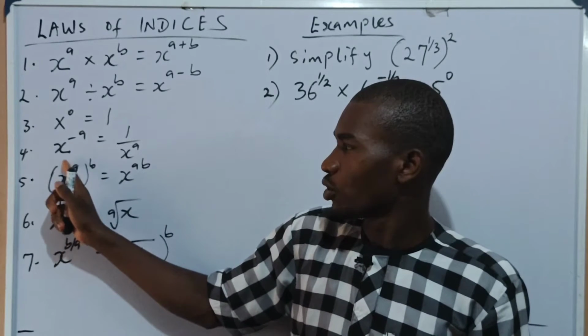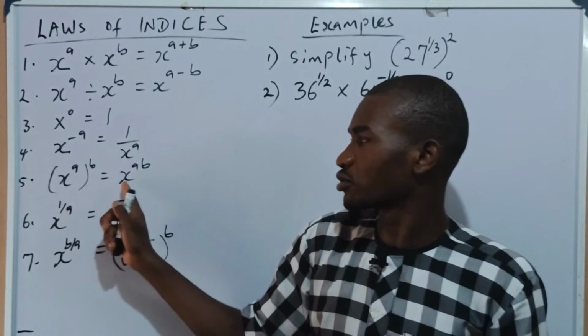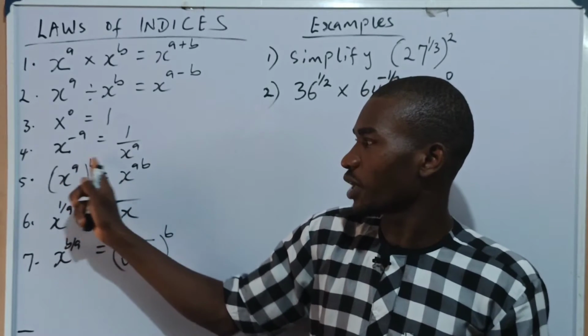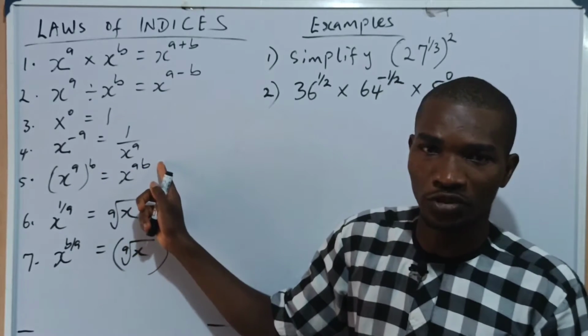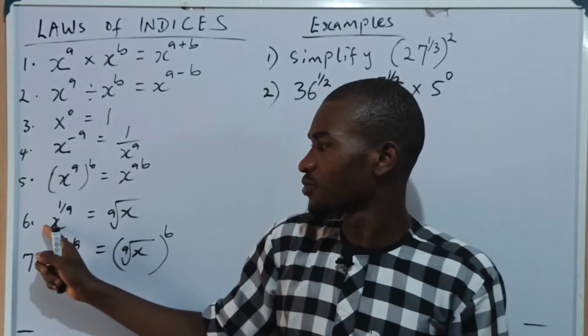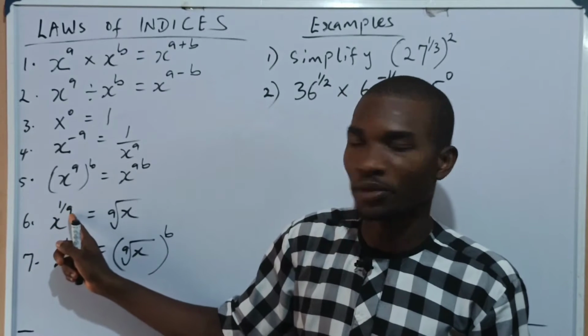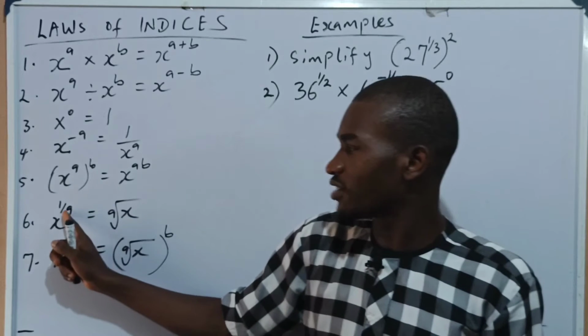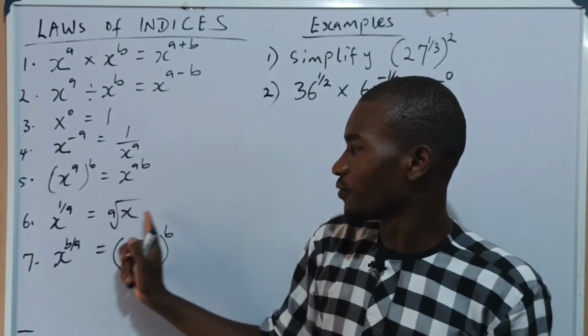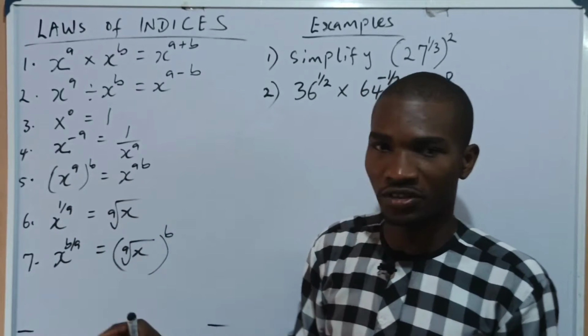Then the fifth law of indices states that whenever we have a given base raised to a given power, all raised to another power, it is equal to bringing out the base and multiplying together their powers respectively. Then the sixth law of indices says that whenever we have a given base raised to the inverse of a given number, it is equal to the nth root of this given base.